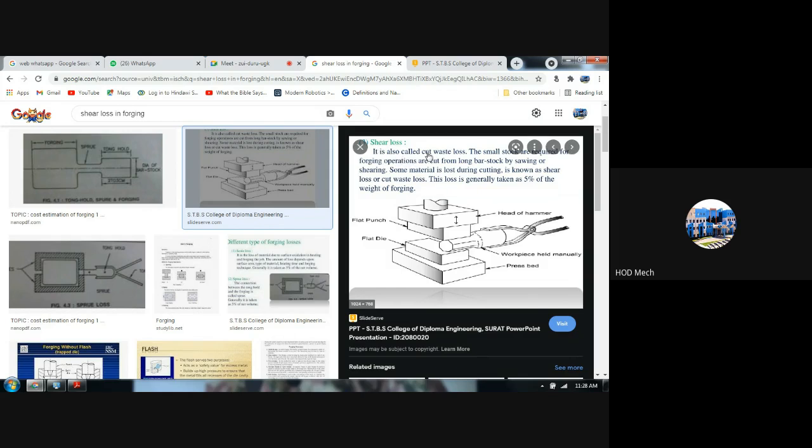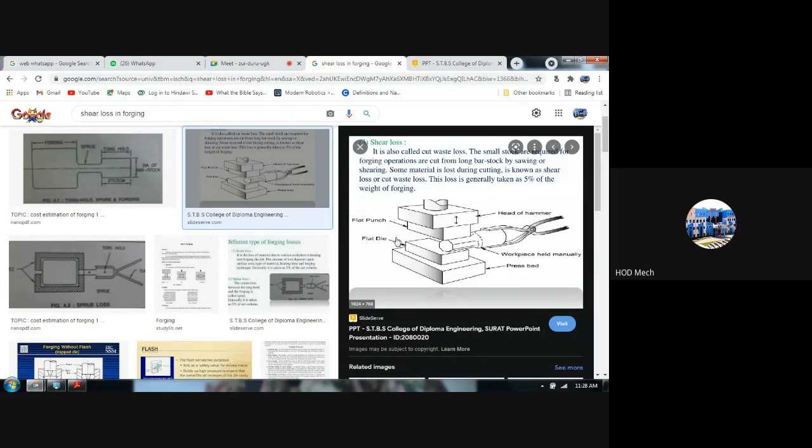It is also called as cut waste loss. So in the technical term, cut waste loss, this you should know. Industry, they are looking for this type of quick grasping of knowledge. Shear loss, you can give definitions, not an issue, you can write it. But what actually shear loss is? When you go for an industrial experience oriented answer, you should be able to justify it much more precisely.